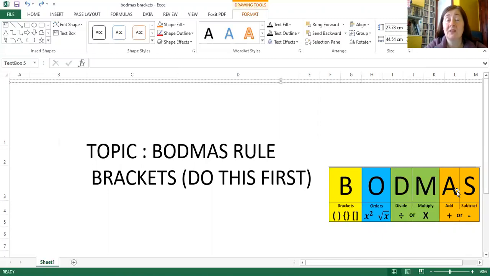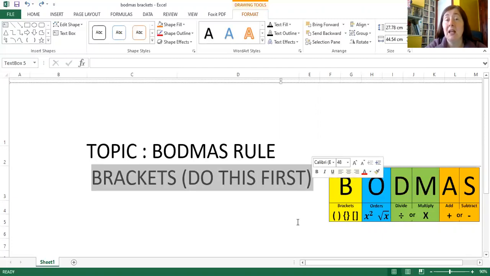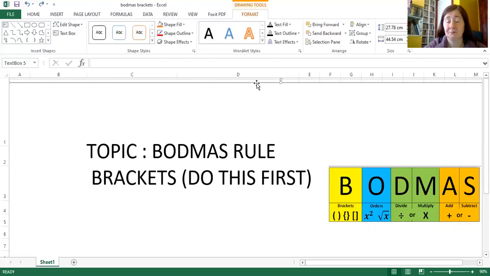When we use Microsoft Excel, we normally have more than one operator, so it is important to know which part of that formula needs to be done first. And whatever part of that formula needs to be done first, you need to put it inside the brackets. So let's have a look and see how this works.